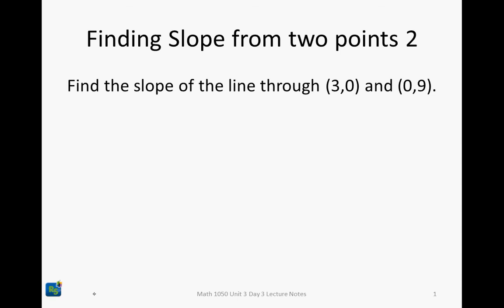Go ahead and do that, and then I'll put the answer up. So here's the answer. Change of y over change in x equals 9 minus 0 over 0 minus 3, which is 9 over negative 3, which is a slope of negative 3.